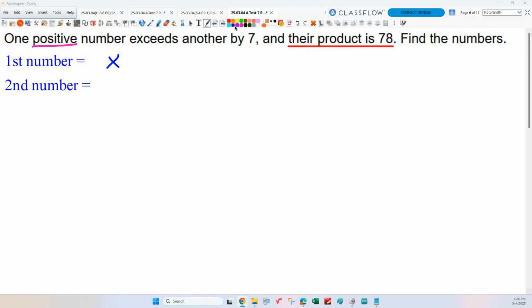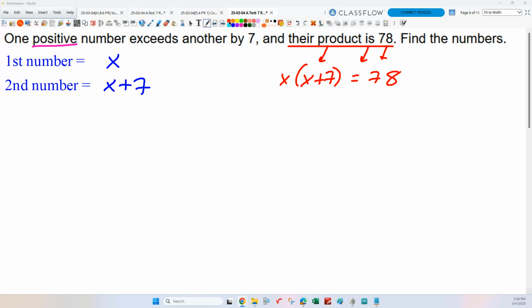What would I call the second number? X plus 7. X plus 7. Okay, look what it tells me. Their product is 78. Okay, so product means what? Multiply. So x times x plus 7 equals 78, right? So I get an equation to solve.